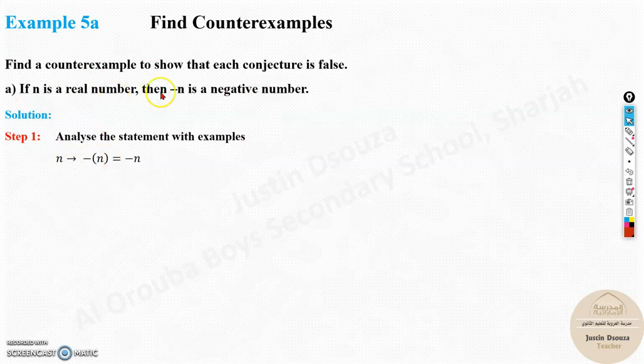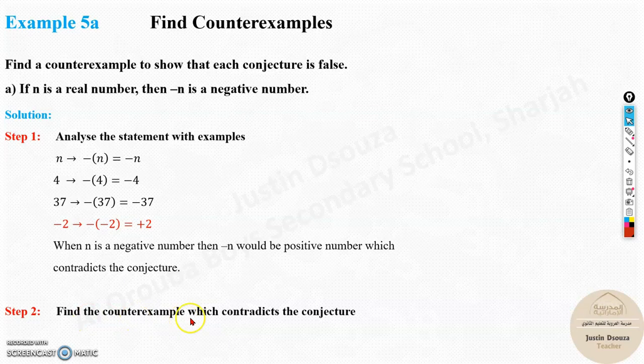Now, here we will first analyze the statement and then take some examples. So if n is there, then minus n must be negative, right? So let's take example 4. When you multiply a minus sign to it, what's the answer? It's negative 4. Yes, it's a negative number. Let's take 37, or you can take any example which comes to your mind. Multiplied by minus sign, this is minus 37, which is negative as well. But now look over here. If I have taken a negative number itself, minus 2, multiplied with minus sign, what are you going to get? A positive number. Now this over here is a counterexample because this contradicts the statement or the conjecture.